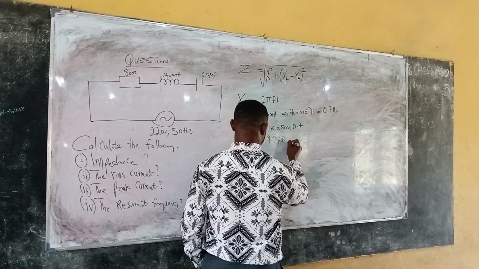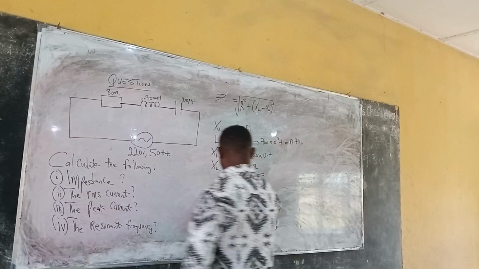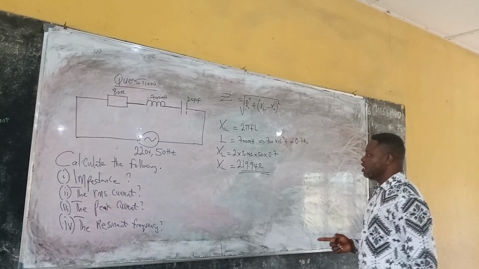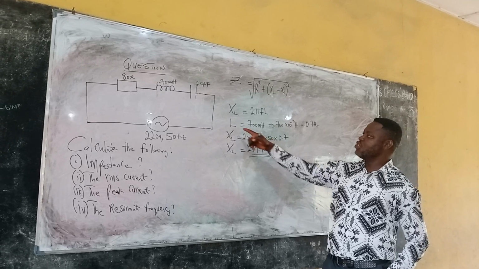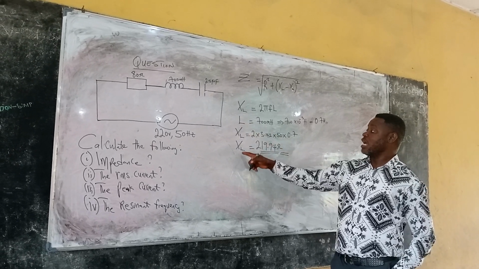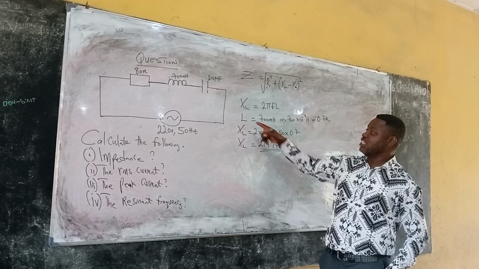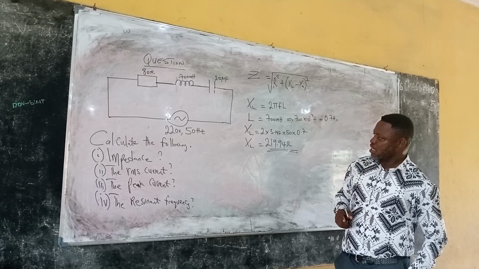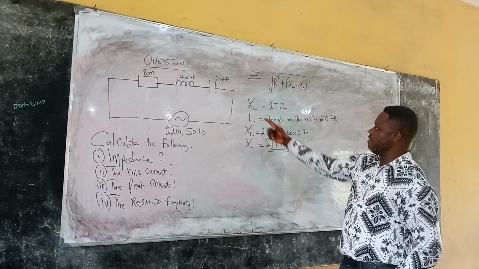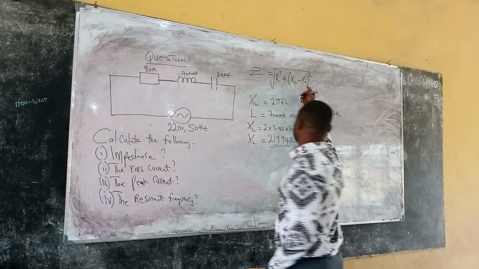219.94 ohms. Inductive reactance is in ohms, whereas inductance itself is in Henry. Okay? So we've found our inductive reactance. Let's go for capacitive reactance.